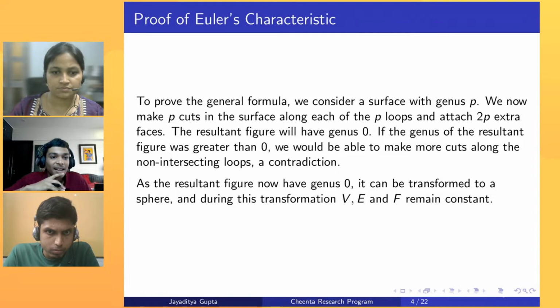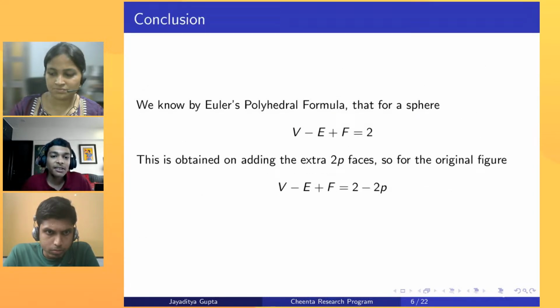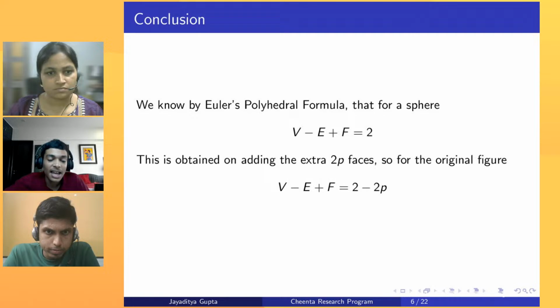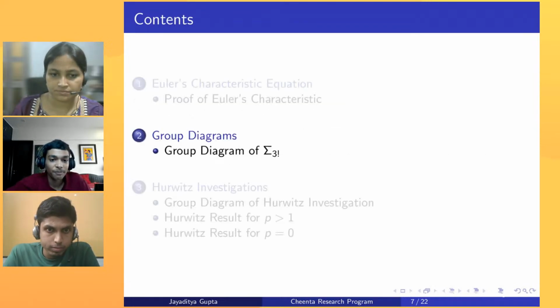The next one. And we know that by the assumption V minus E plus F is equal to 2. But this 2 is obtained on adding the extra 2P faces. So for the original figure, we must subtract the 2P faces, which is how we get V minus E plus F is equal to 2 minus 2P. And this concludes the proof for Euler's characteristic equation. Okay, so the next thing that we'll be talking about are group diagrams.